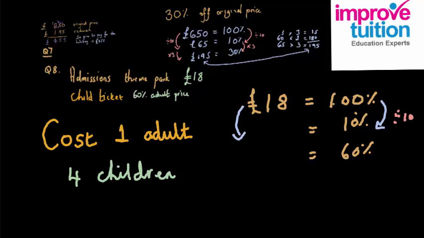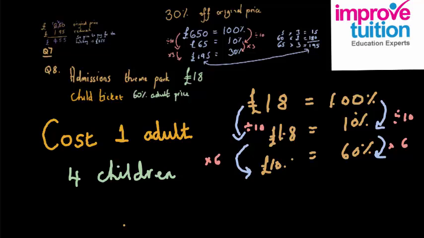So 100% divided by 10 is 10%, and 18 divided by 10 is 1.8, and 1.8 times 6, because from 10% to 60% it's 6. Whatever we do on the right side we have to do on the left side. So 1.8 times 6 would be £10.80.